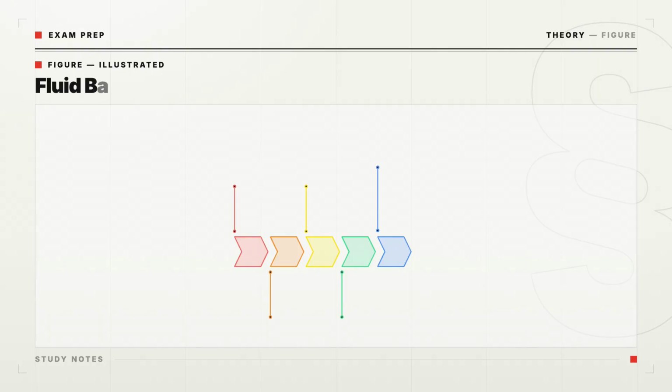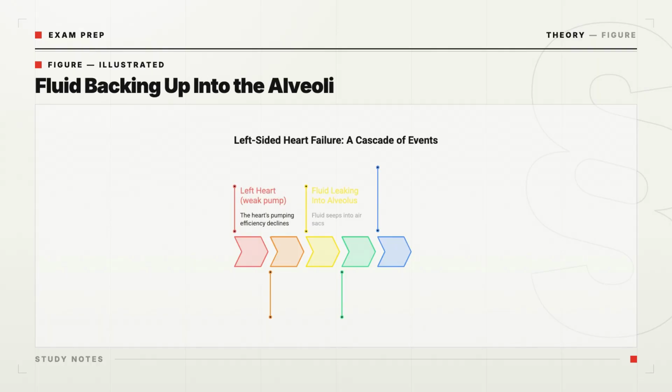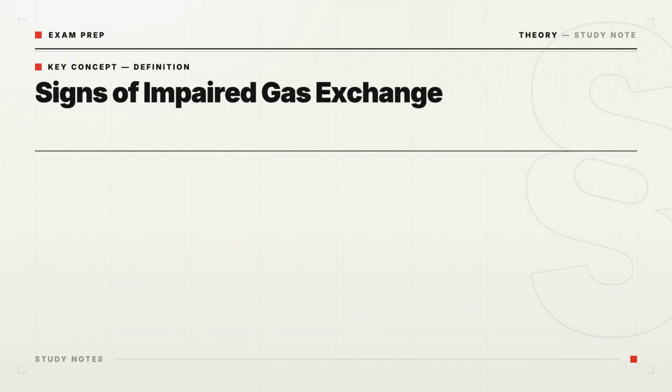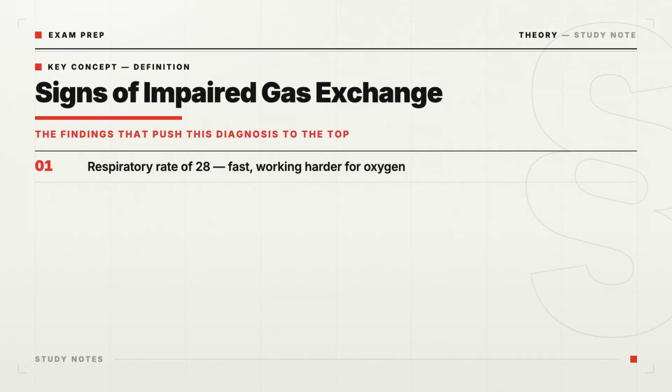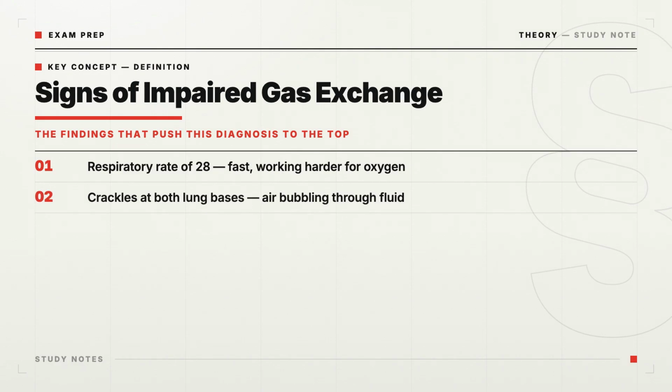When the left side of the heart fails to pump forward, pressure backs up into the lungs. Fluid leaks out of the capillaries and into the alveoli, the air sacs where oxygen is supposed to cross into the blood, and that fluid becomes a barrier oxygen struggles to cross. The findings tell the story. A respiratory rate of 28, crackles at both lung bases, and dyspnea on minimal exertion.